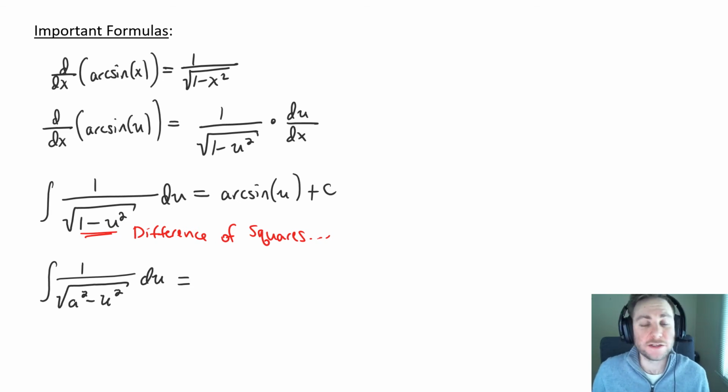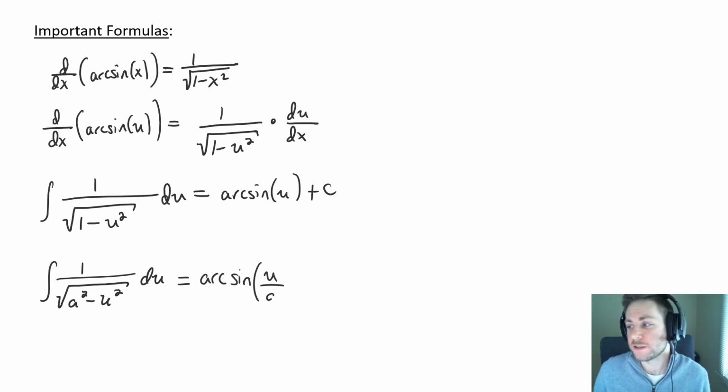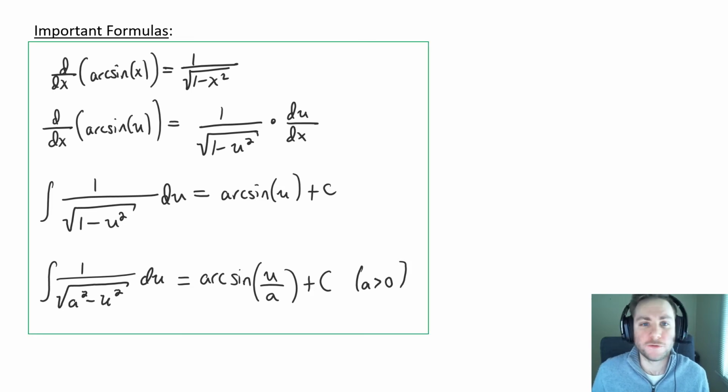And it turns out there is a formula for that. It's just arc sine of u over a. The only requirement is that a represents a positive constant. If a isn't constant, then this formula isn't applicable. I recommend putting these four on your formula sheet now.